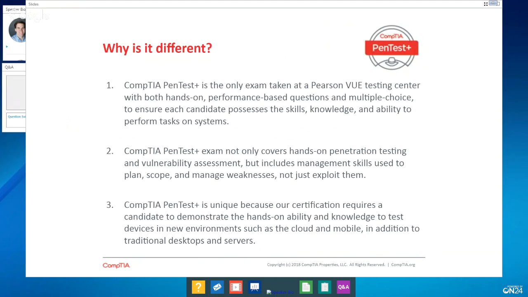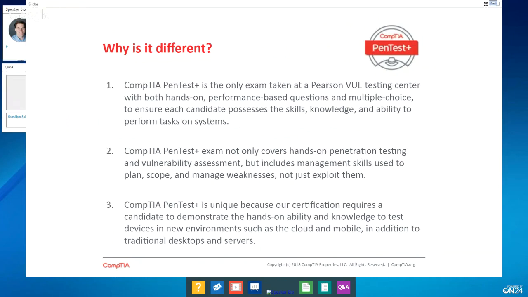So next, the CompTIA PenTest Plus exam not only covers the hands-on penetration testing and vulnerability assessment skills, but it includes management skills used to plan, scope, and manage weaknesses, not just exploit them. And this is very important in our conversations with corporate and a lot of military organizations as well. And it's something I mentioned to you earlier, and it's just management skills.